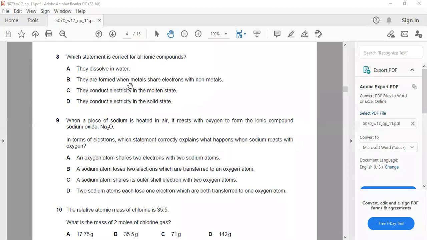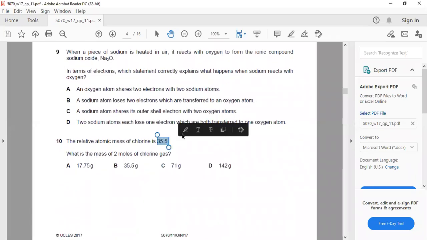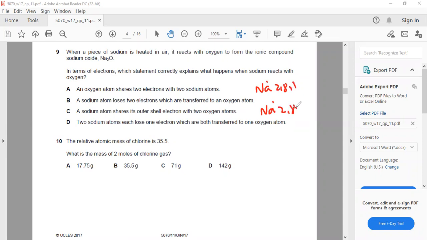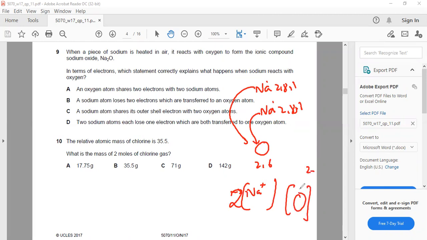Number 9. When a piece of sodium is heated in air, it reacts with oxygen to form an ionic compound. Again, ionic compound. Na2O means 2Na. Both have one electron in their outermost shell. Oxygen has 2,6. Oxygen wants 2 electrons. One electron from each atom goes to oxygen. Na+, Na+, and O2-.